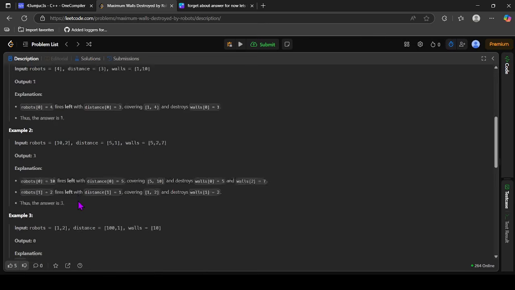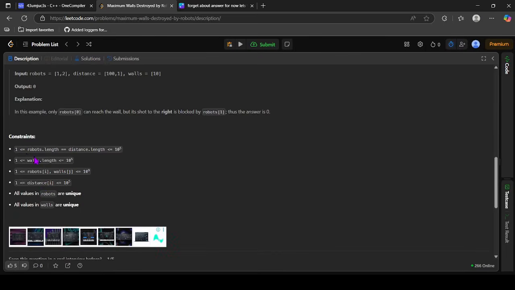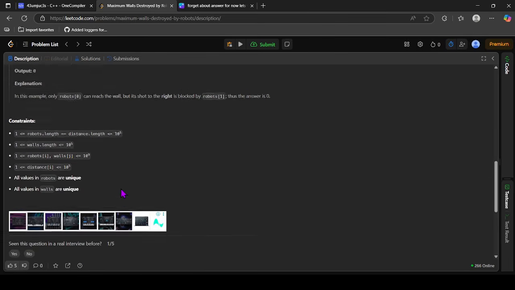The constraints are that n is up to 10^5, the lengths of distance and walls are also up to 10^5, the values are up to 10^9, and the values are unique in both walls and robots.